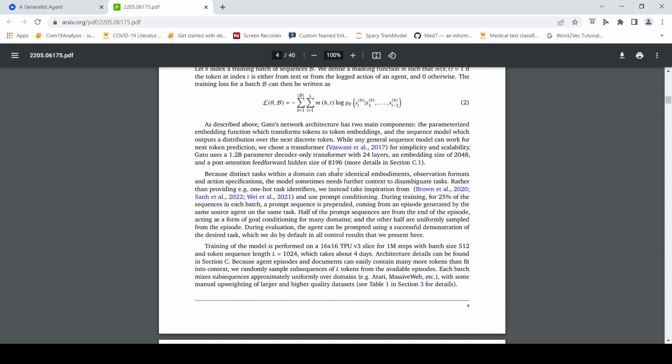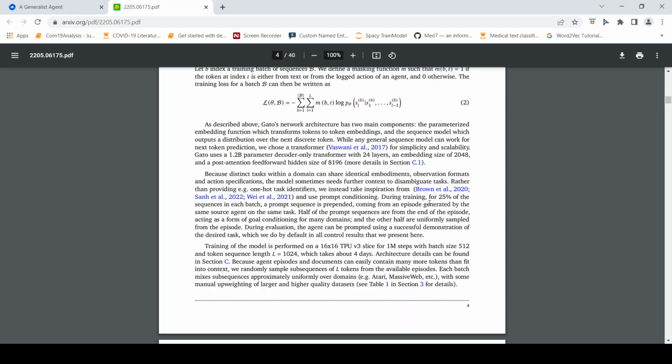What they are saying is that distinct tasks within a domain can share identical embodiments and observation formats, so the model sometimes needs further context. Rather than providing one-hot task identifiers, they use prompt conditioning. This is where the prompt comes in to condition the model. During training, in 25% of sequences in each batch, a prompt sequence is prepended, coming from an episode generated by the same source agent on the same task. Half of the prompt sequences are from the end of the episode, for goal conditioning in many domains.